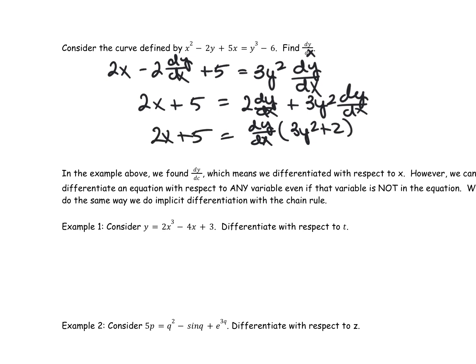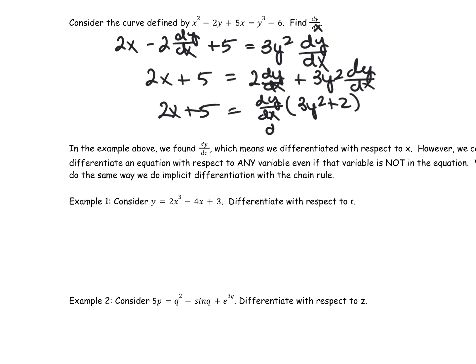And I probably wouldn't have shown all these steps, but that's okay. And then you're going to end up with dy dx equals 2x plus 5 over 3y squared plus 2. Do you agree? Everybody get the same thing?